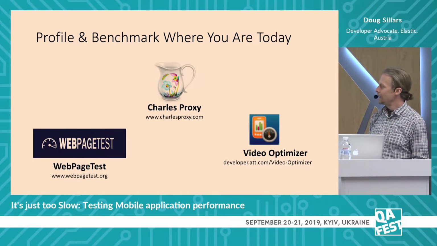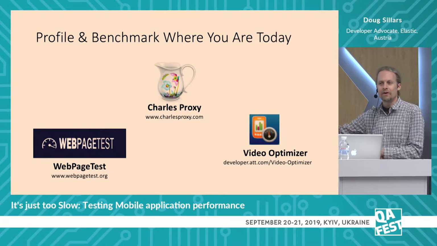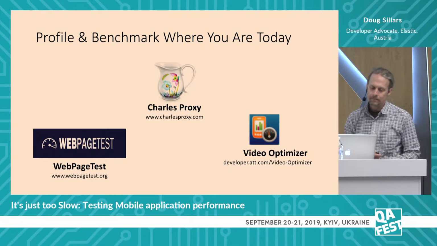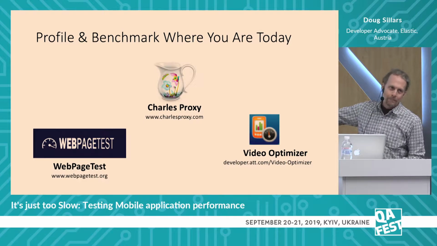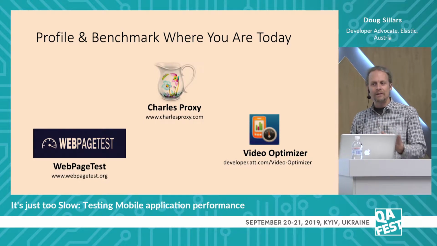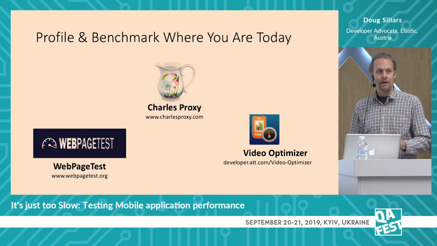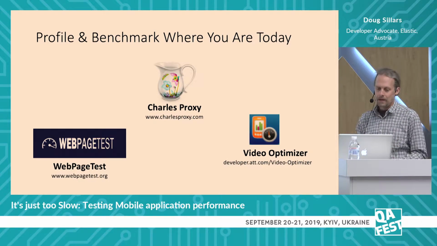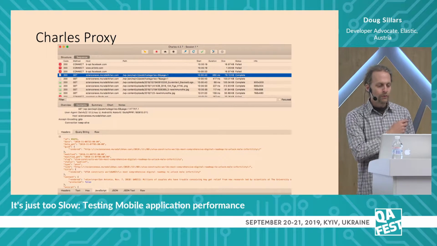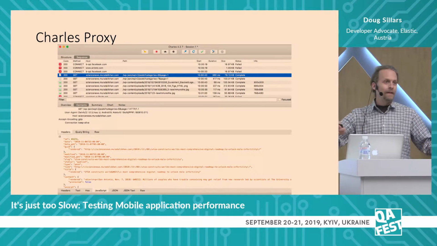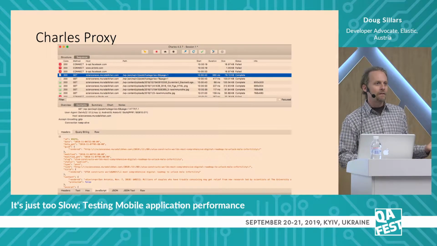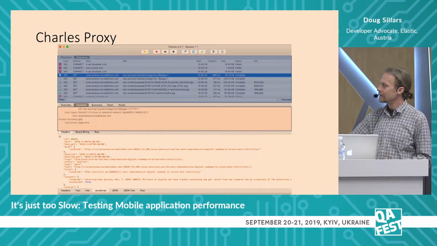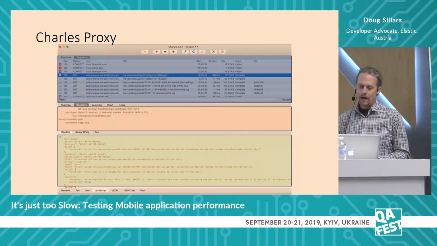And then Video Optimizer, you've probably never heard of, but I helped build that when I was at AT&T, and we'll talk a little bit about it. It's called Video Optimizer. It used to be called Application Resource Optimizer because it was all apps, but then marketing got involved and they thought video was a cooler term, so whatever. So Charles Proxy, everybody's seen that, like, I'd say 80% of everybody raised their hands, so you know what this looks like, right? Here are all the connections, here are the headers, and here's the response.